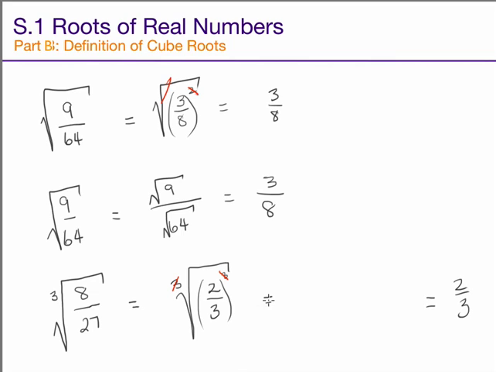I could also have thought of this as the cube root of 8 over the cube root of 27. The cube root of 8 is 2, and the cube root of 27 is 3. So whichever of these two ways I think of this, this is my answer.